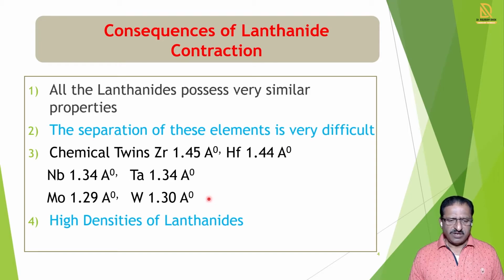You can remember these chemical twins because it is very important for your chemistry knowledge, general knowledge, which are the different chemical twins. In the exam you may be asked the question: which is the twin element of zirconium, or the twin of tungsten or molybdenum. For that purpose, remember Zr-Hf is one twin, Nb-Ta is one twin, and Mo-W is one twin. So in this way, these are the three twins.